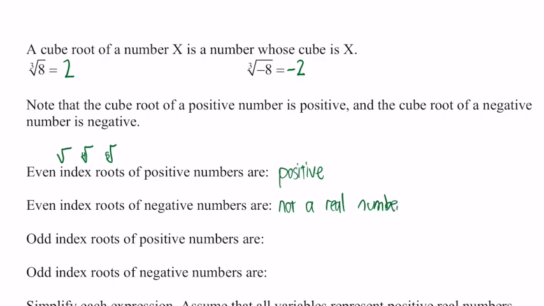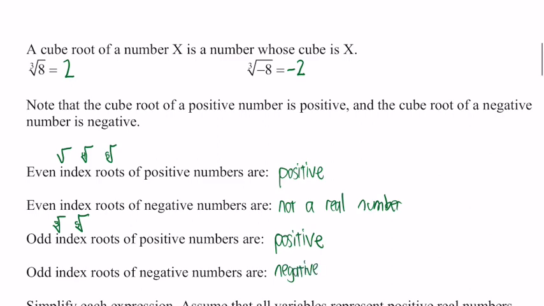Now, odd index roots, by which we mean things like cube roots or fifth roots or seventh roots and so on, odd index roots of positive numbers are positive. Odd index roots of negative numbers are negative.